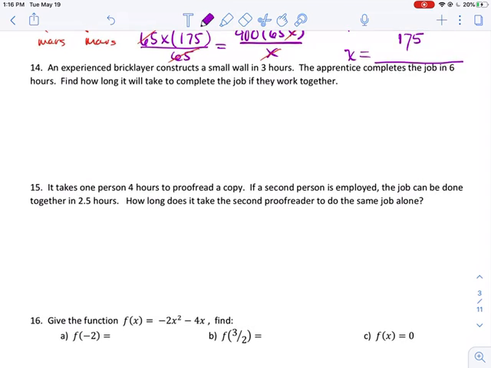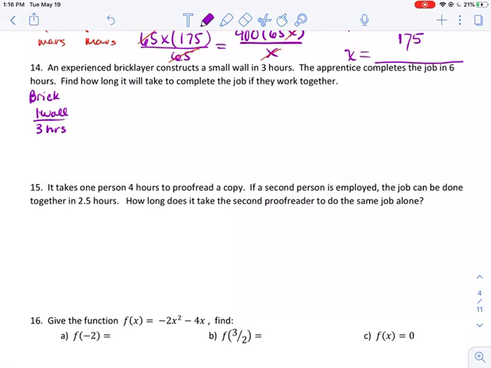Next problem. An experienced bricklayer constructs a small wall in 3 hours. The apprentice completes the job in 6 hours. Find how long it will take to complete the job if they work together. So what you have here is a bricklayer. Let's talk about the bricklayer first. He finishes one job, constructs a small wall in 3 hours. So one wall per 3 hours, a small wall, we'll say.